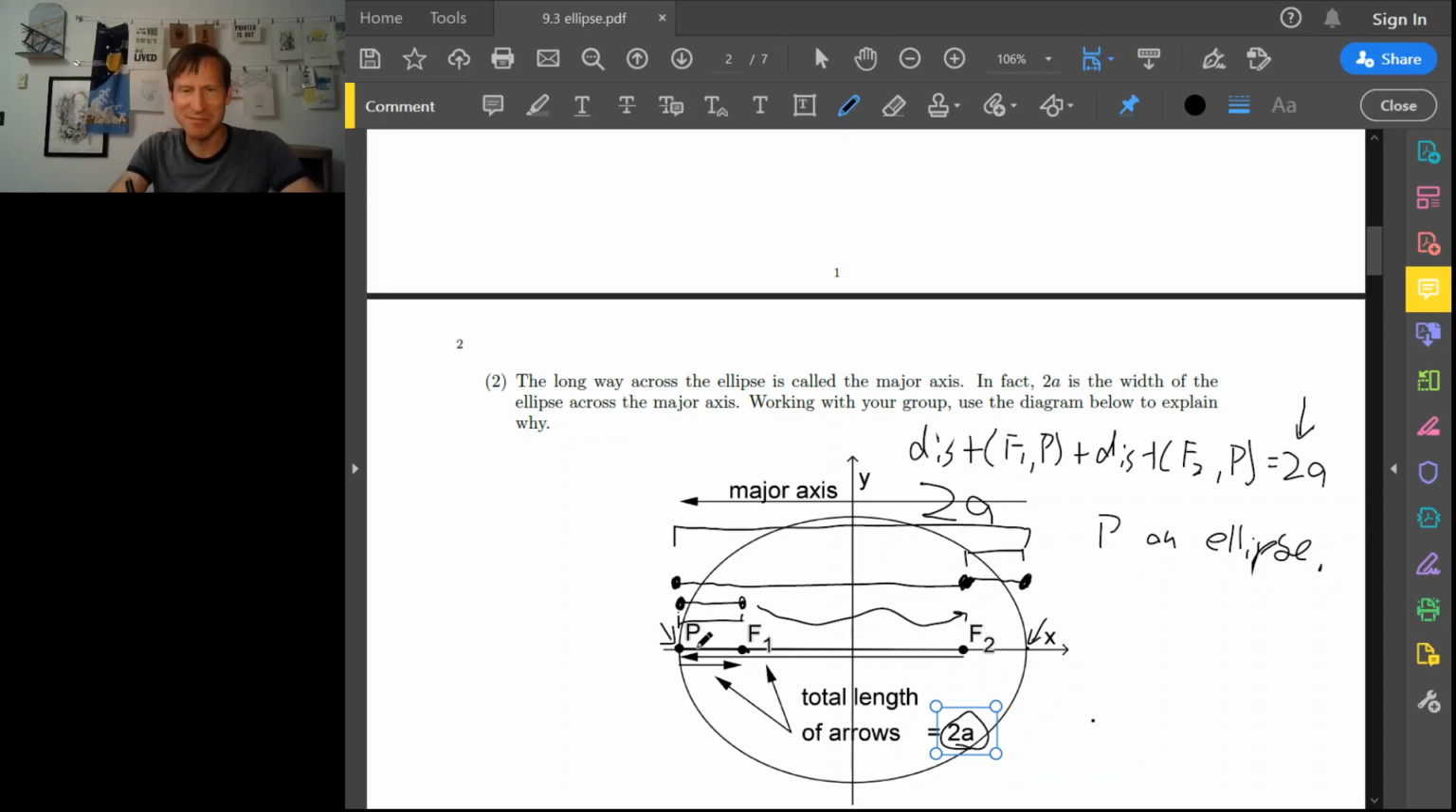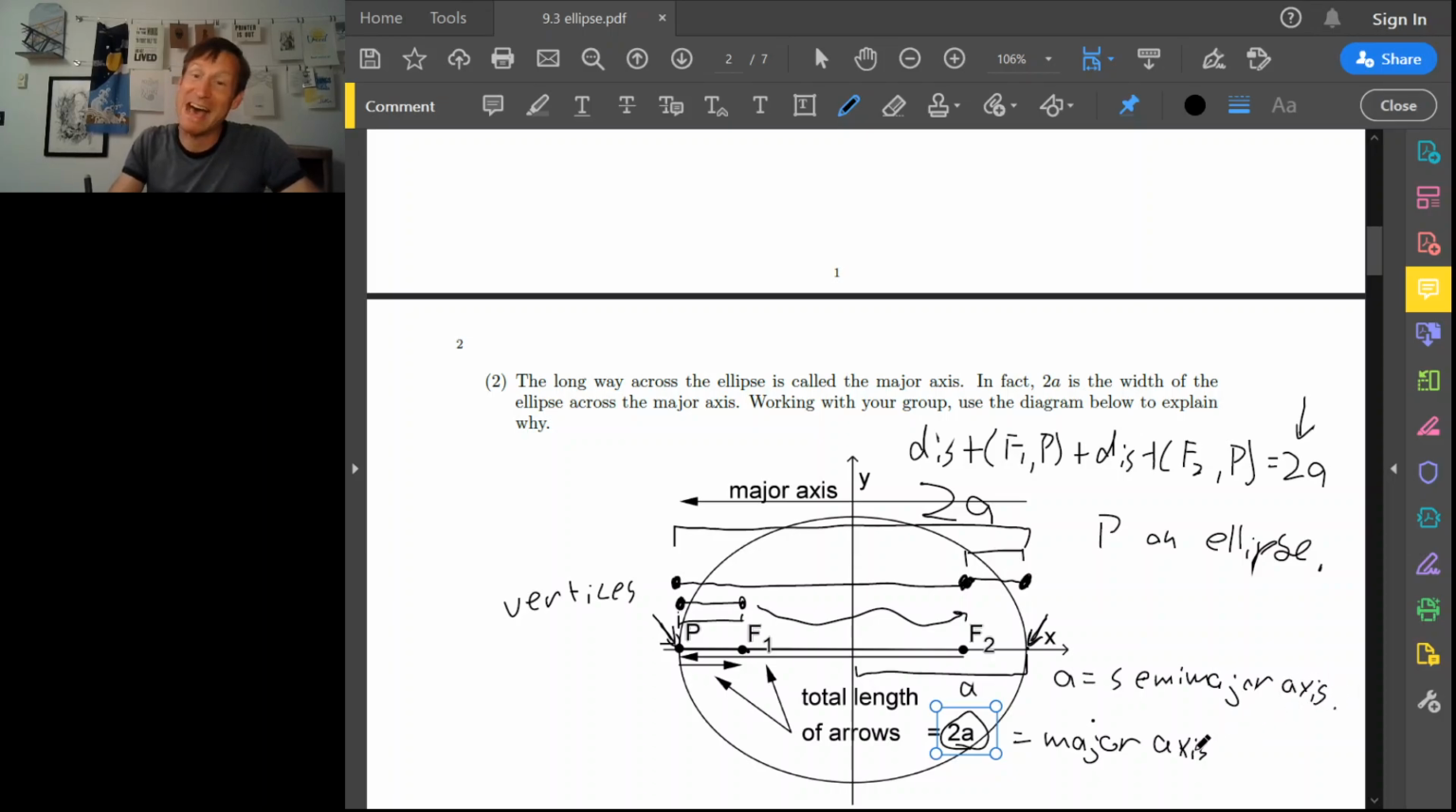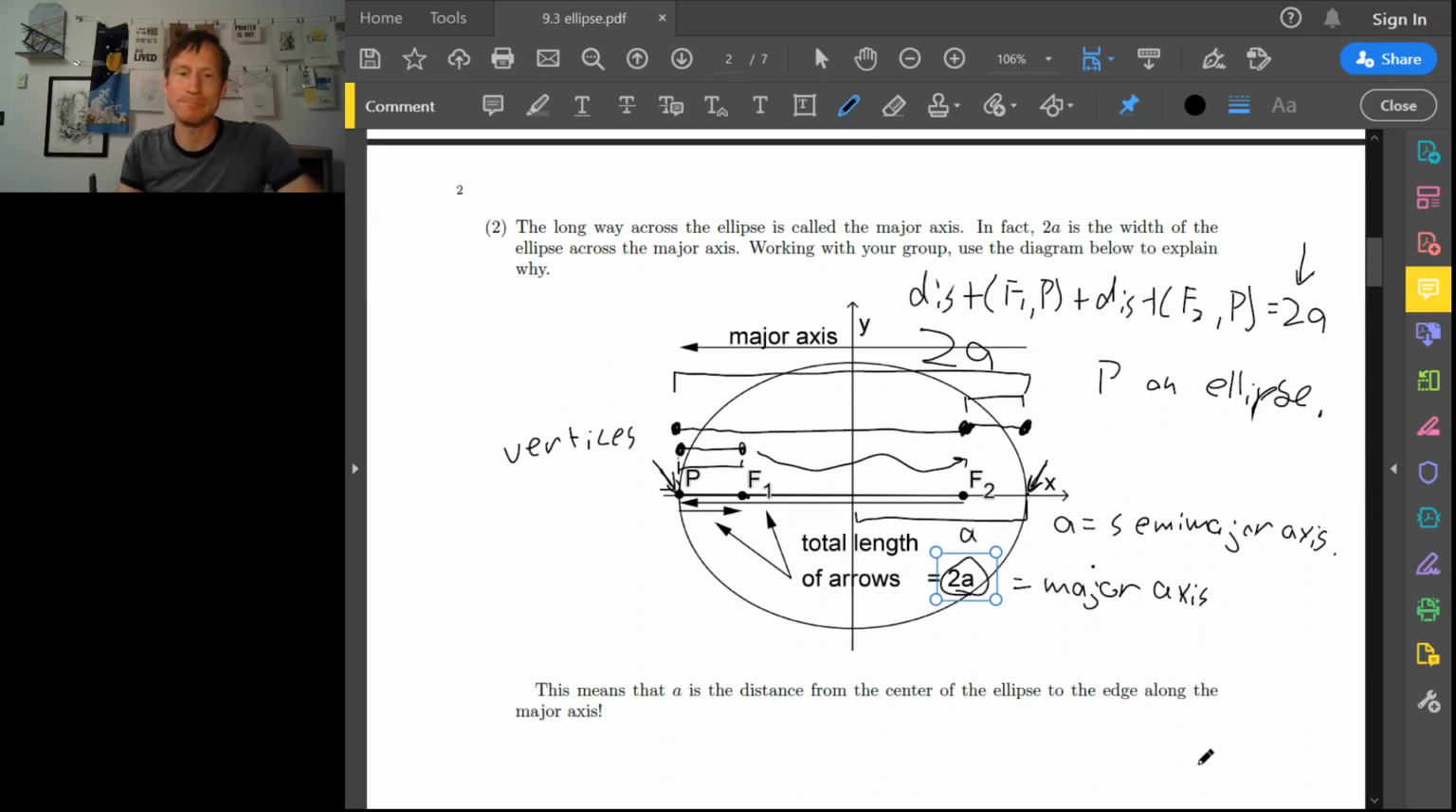Just to give some things some names, these far left and far right points, these are called vertices. That's plural for vertex. And the distance 2a is called the major axis. And the distance a, that's the distance from the center of the ellipse to one side of the ellipse, or to one vertex of the ellipse. And the distance a is called the semi-major axis. Semi because it's half of the major axis. Okay.